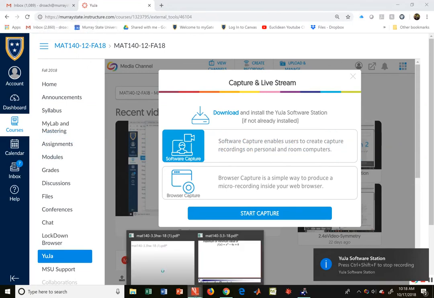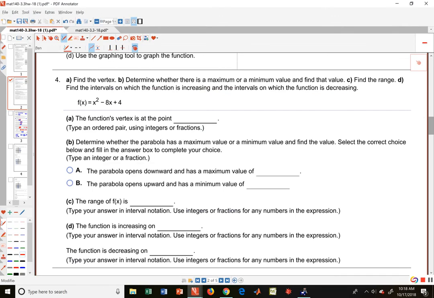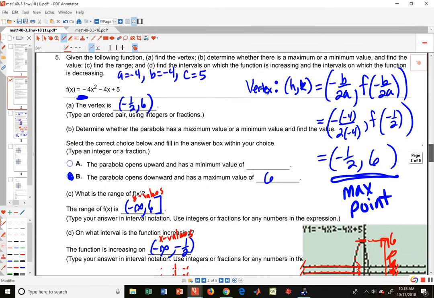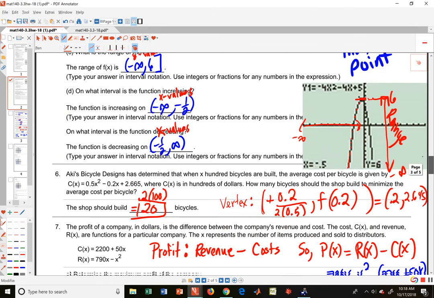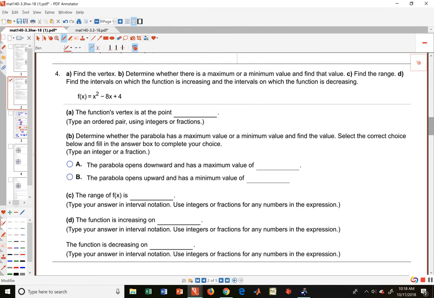Hey, I just want to do some homework from section 3.3. So I already have a problem detailed out here already. Let's do another one in real time here. So this is finding a vertex, maximum, minimum, range, intervals of increasing, decreasing.